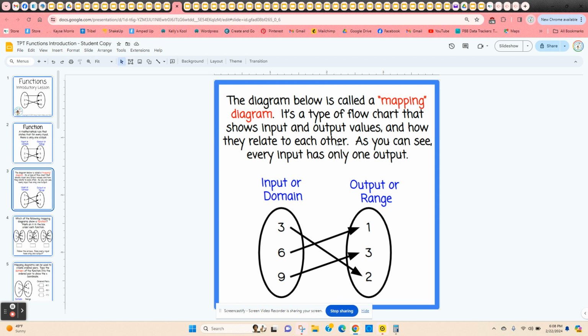The next slide shows this mapping diagram, and it's like a flow chart showing the input and the output values. So you just follow the arrow: 3, 2, 6, 1, 9, and 3. And you can see here that every input on the left has only one output.